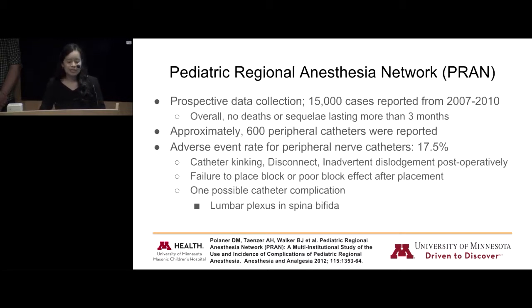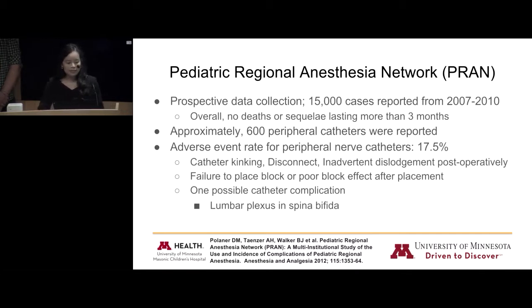The Pediatric Regional Anesthesia Network, also known as PRAN, was started by the large anesthesia institutions, children's hospitals, in 2006. The goal was to gather data with regards to adverse events and complications related to pediatric regional anesthesia. The first institutions were six to seven of them, and they reported approximately 15,000 cases between 2007 and 2010. Overall, there were no deaths or any sequelae lasting more than 3 months in the 15,000 cases. Their data is very comparable to the data in the UK and also in France, and those were also big retrospective data collections.